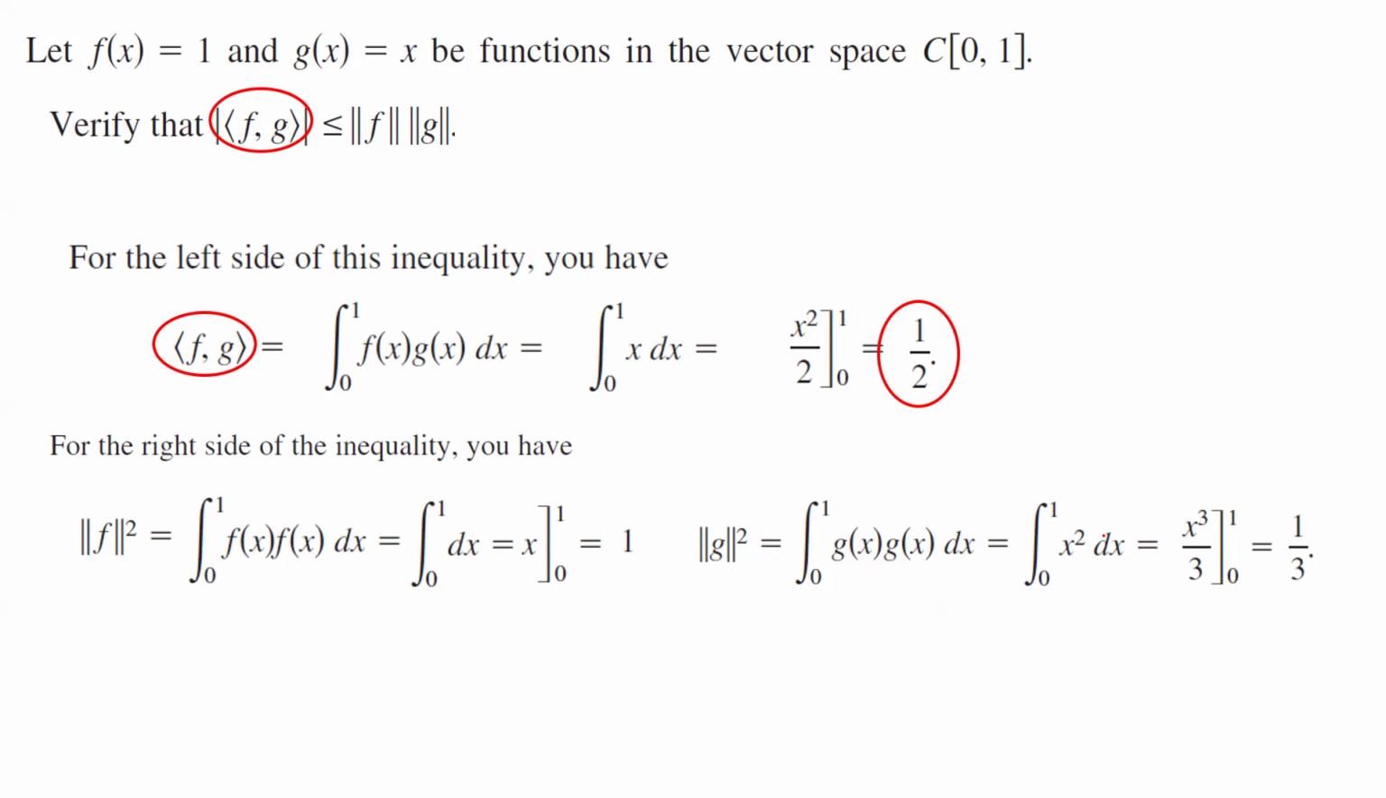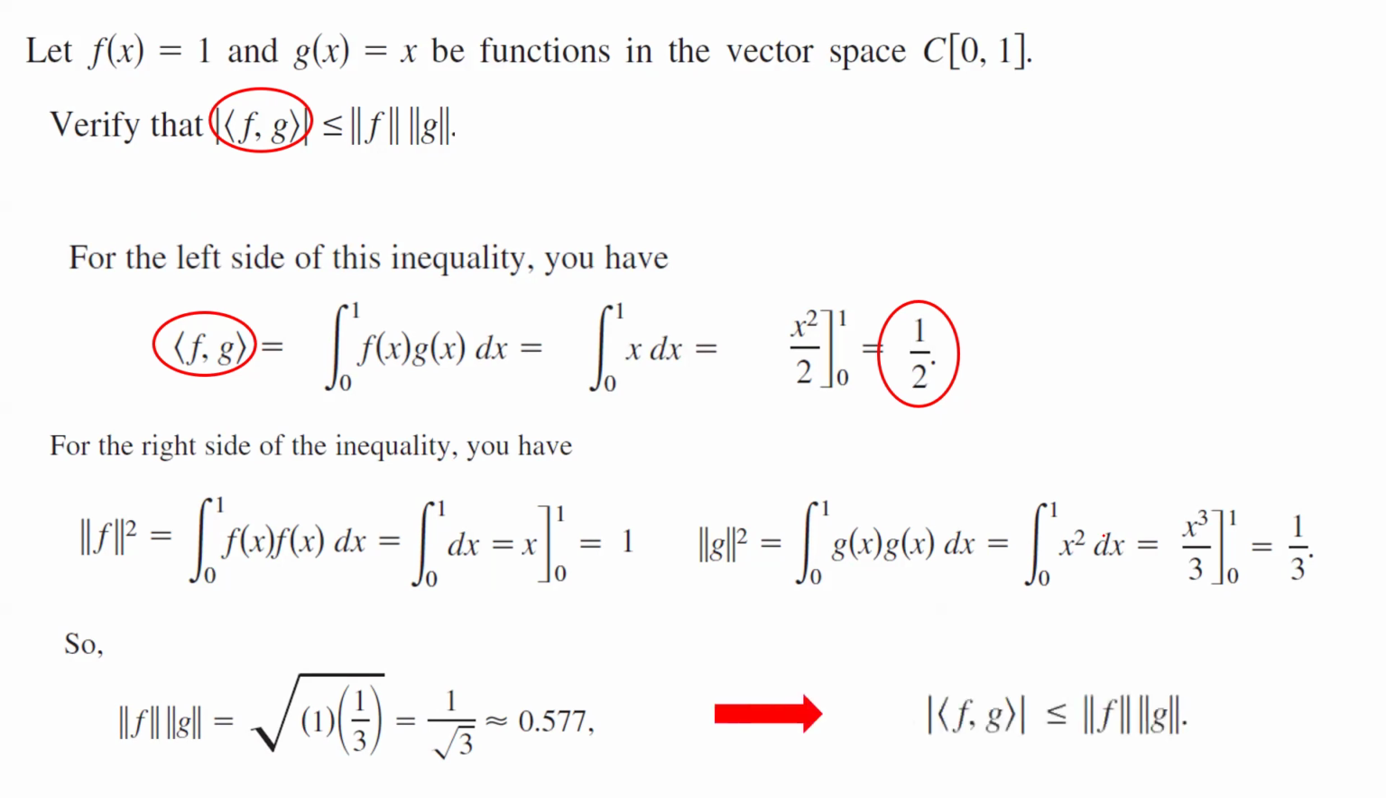Well, it's easy to see that if you multiply the magnitude of f by the magnitude of g, it is the square root of 1 times a third, or 1 over square root of 3, or about 0.577. What's the meaning of that?